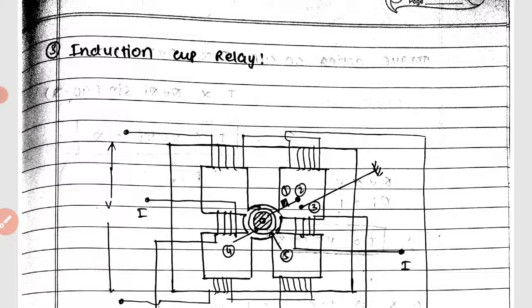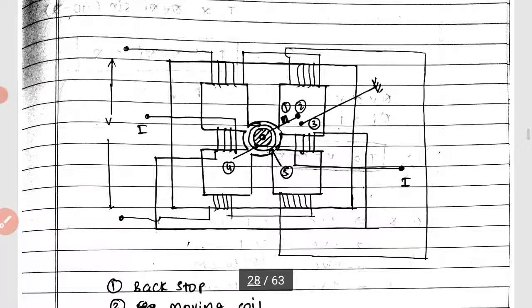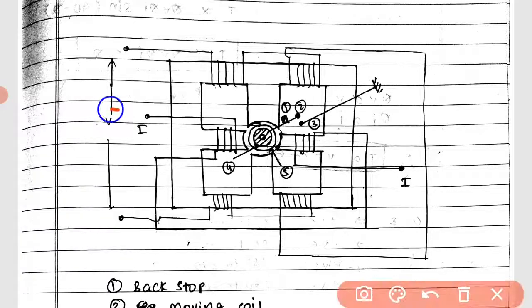This is our third relay, named the induction cup relay. We earlier explained two relays: one is the induction disk relay, the second is the attracted armature relay, and the third is the induction cup relay. Let's focus on the diagram. There are two types of input: first is voltage and second is current. Now we understand how these two inputs are carried to the induction cup relay.